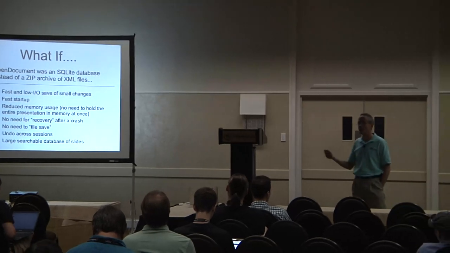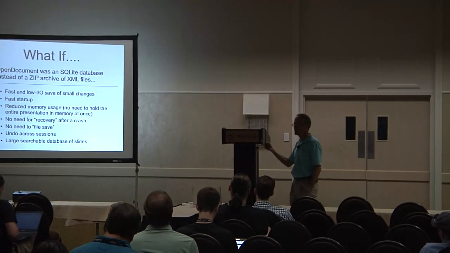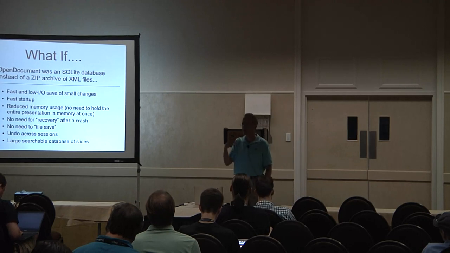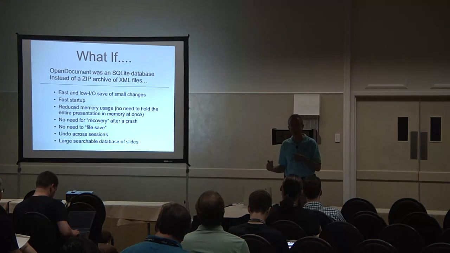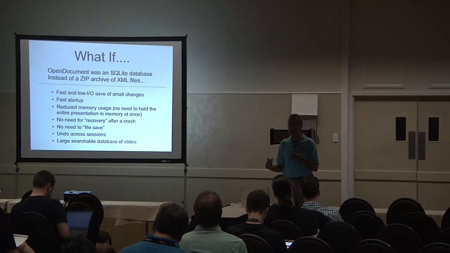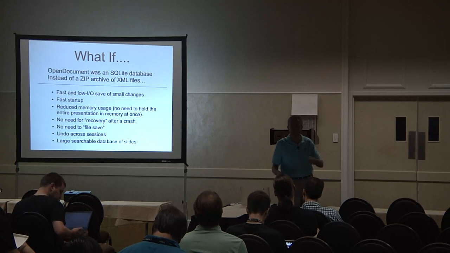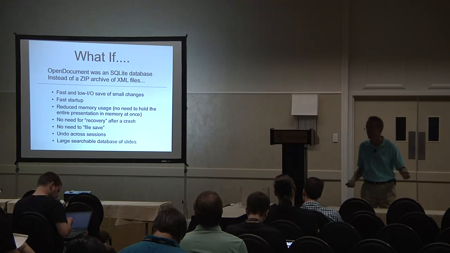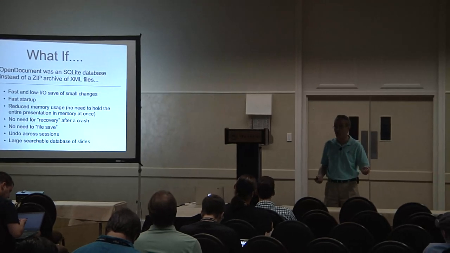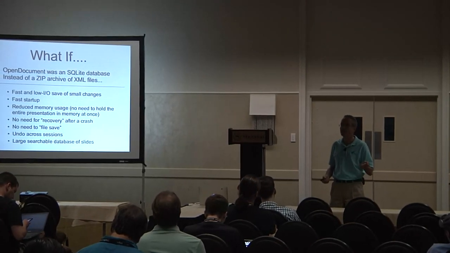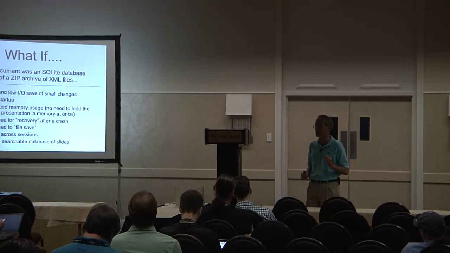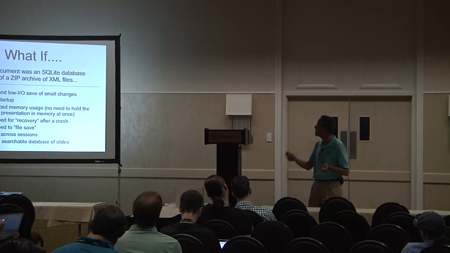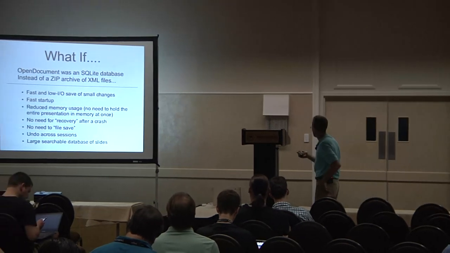You could have undo across sessions. You could set up triggers in your database file to automatically record every change and store it in a log file. And then your undo could just undo those changes. And that means that you could be editing, shut down, move the file, email the file to somebody else, or email the file to yourself on a different machine, open it again on a different version of the software, and then start undoing things you had done in the previous session. Cross-session undo. You get a large searchable database.